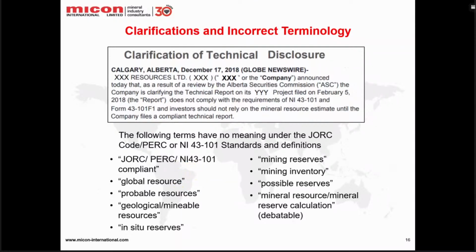So the following terms are considered misleading: JORC compliant, NI 43-101 compliant. Usually the securities commission is the one that decides if it's compliant or not. We prepare the report following the standards and definitions of NI 43-101, but we are not the ones who will say if it's compliant or not. Another misleading term is global resource, probable resources, geological mineable resource.